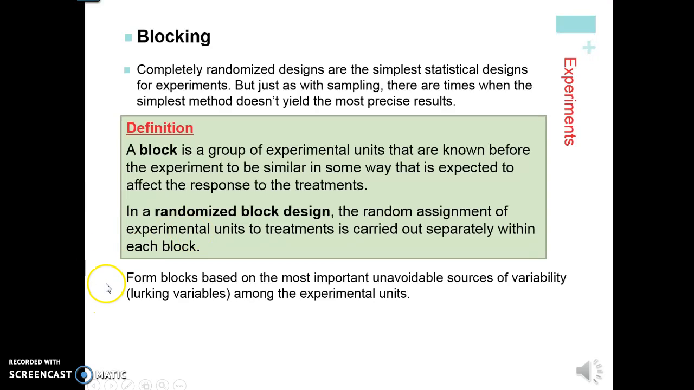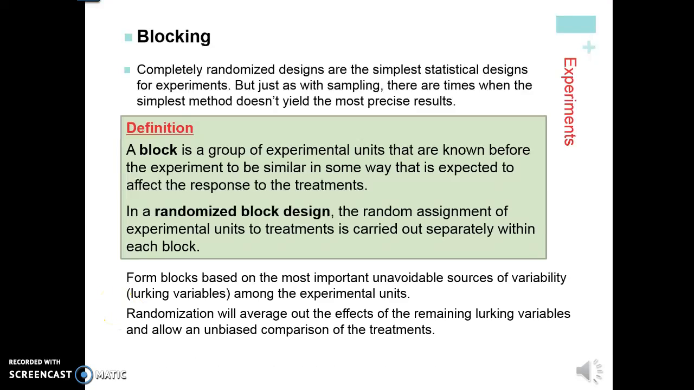How do we choose what blocks to form? Because there's so many variables that could potentially affect the response variable. We form blocks on the most important unavoidable sources of variability. So think about your lurking variables and what is going to affect the response the most. If you don't think male versus female is going to affect the response very much, don't use that as your blocks. However, if you think that potentially maybe athlete versus non-athlete is going to affect the response, then you would block it by athlete versus non-athlete. Now, what will this do?